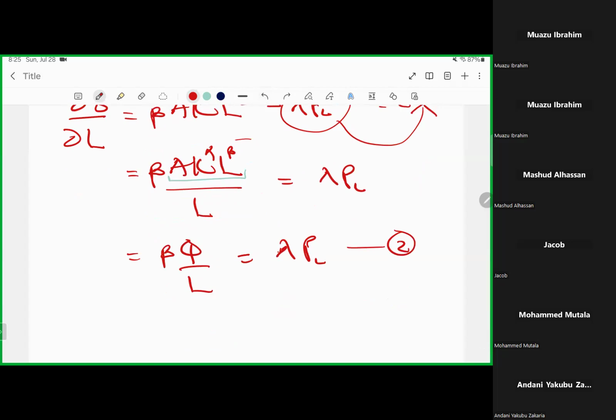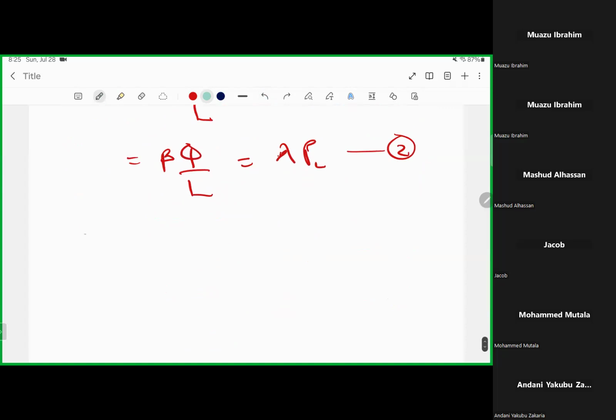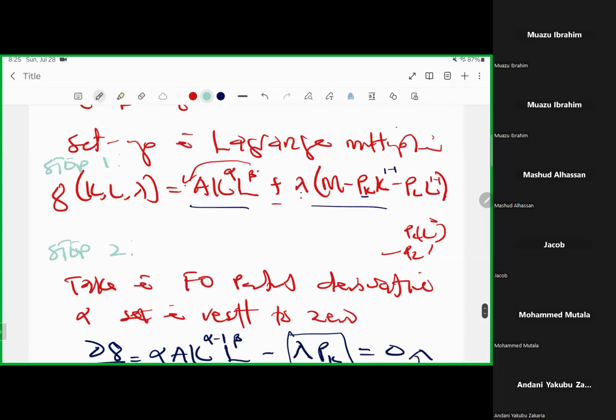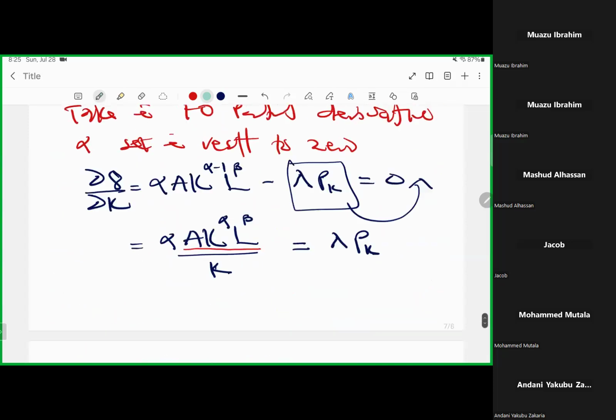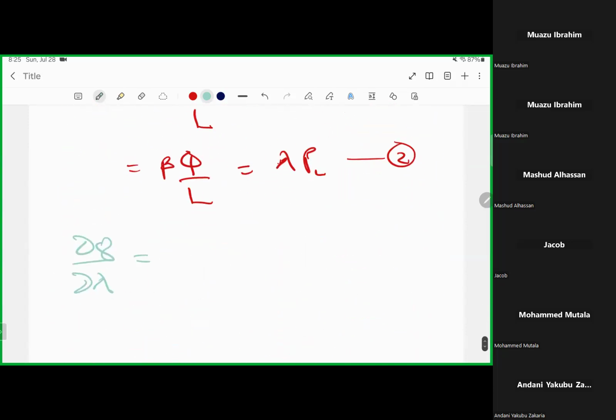So what is the last one? The last one will be to look at the lambda, which is delta G all over delta lambda. And delta G all over delta lambda, please note, is the same thing as the budget function. So it will be M minus PK, K minus PL, L. So here again, we can equate this to 0. Here will be equation 3. So we have equation 1, equation 2, and then equation 3.